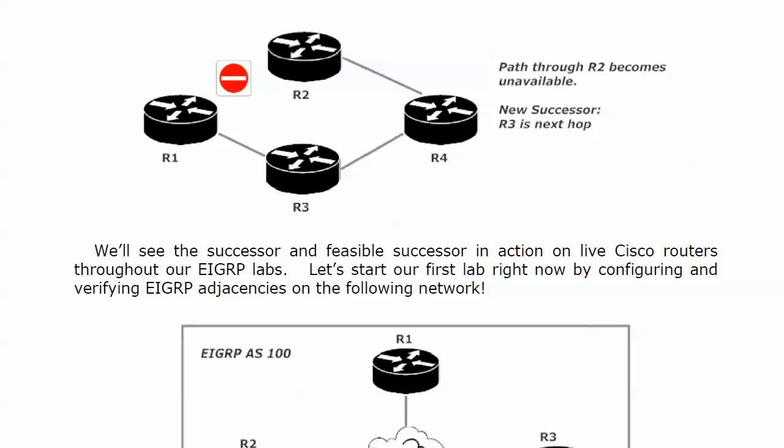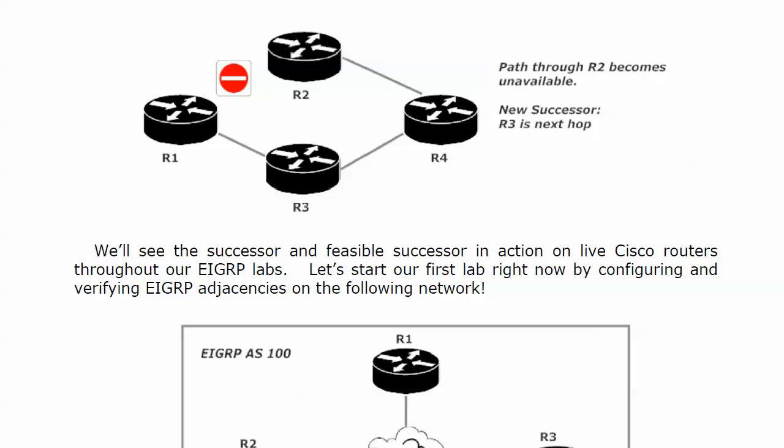And that's exactly what happened right there. Our path through router 2 became unavailable. Router 1 looks in its topology table, says, hey, I've got a feasible successor for the network on R4, and the next hop is this R3 guy. I'll go that way. Now, we're going to see the successor and feasible successor in action with slightly more details on live routers throughout the next couple of labs, but the key is it really works like that. It really is that simple.